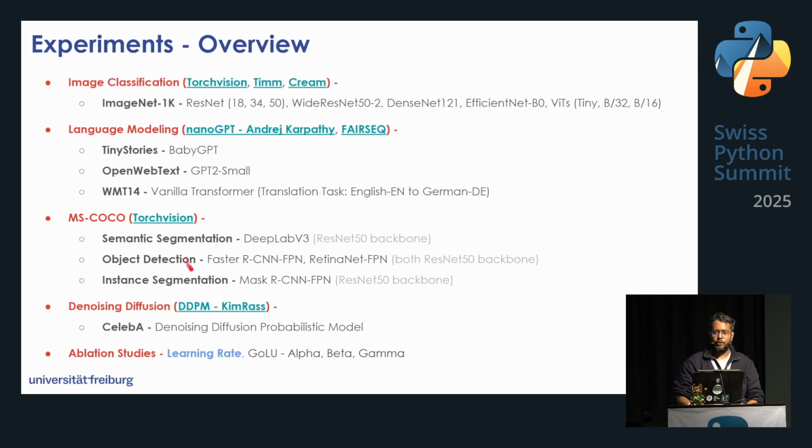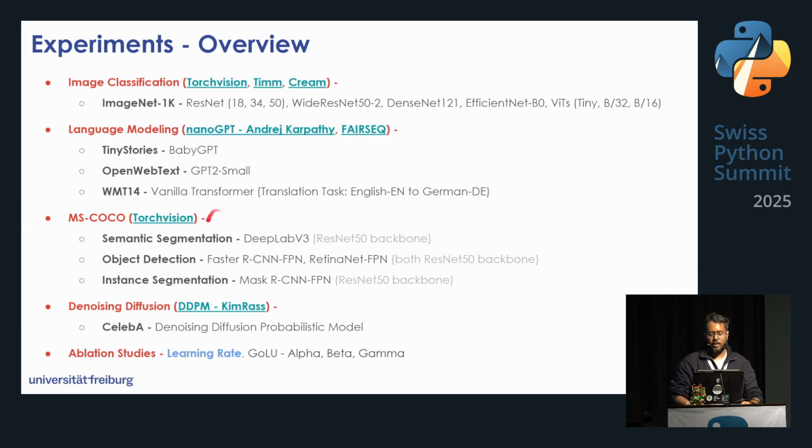Further, I also introduced more variety in my tasks with semantic segmentation, object detection, and instance segmentation, where I trained DeepLab v3, Faster R-CNN, RetinaNet, and Mask R-CNN on the MS COCO dataset.